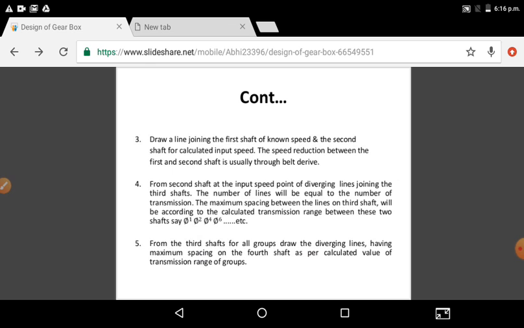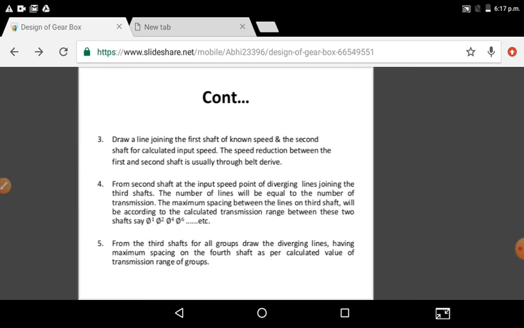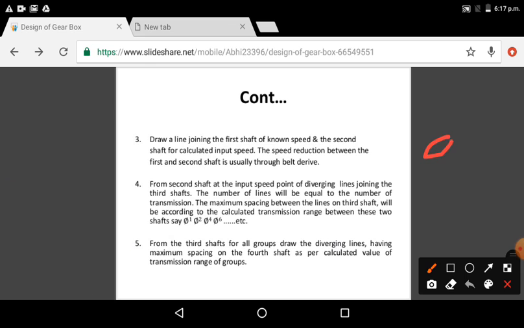The number of lines will be equal to the number of transmissions, right? The maximum spacing between the lines on the third shaft will be according to the calculated transmission range between these two shafts. Say 5 for the second, for the third it is 5 raised to 2, for the fourth it is 5 raised to 3, and so we can take the equation as 5 raised to n minus 1, right? So this is the equation.